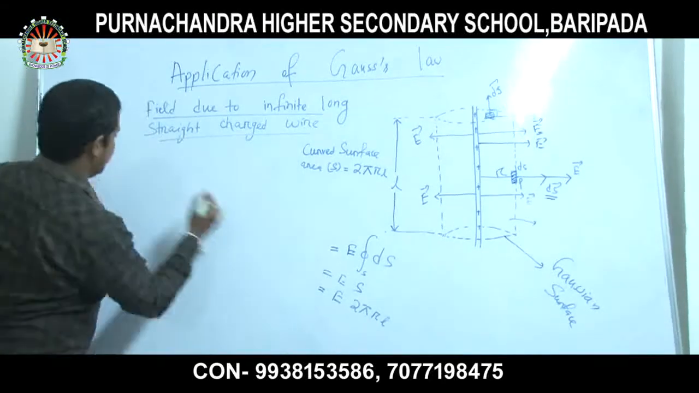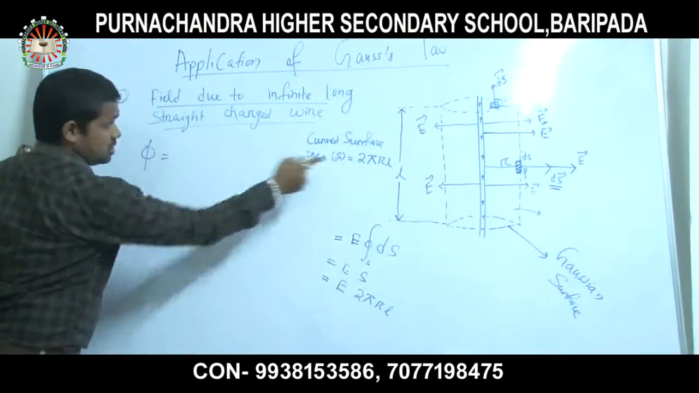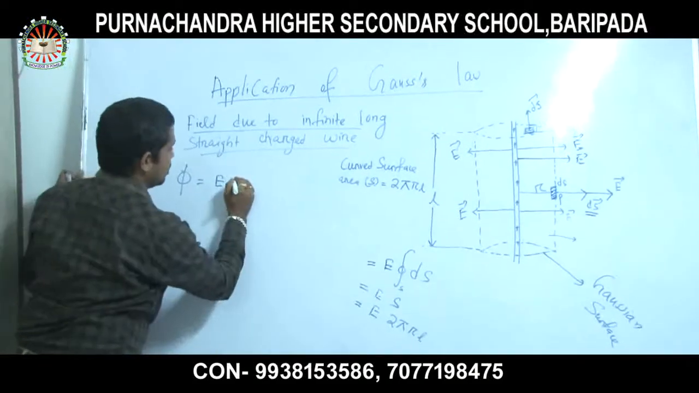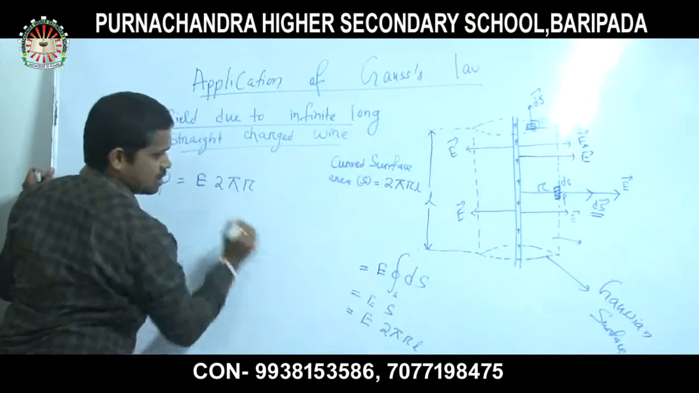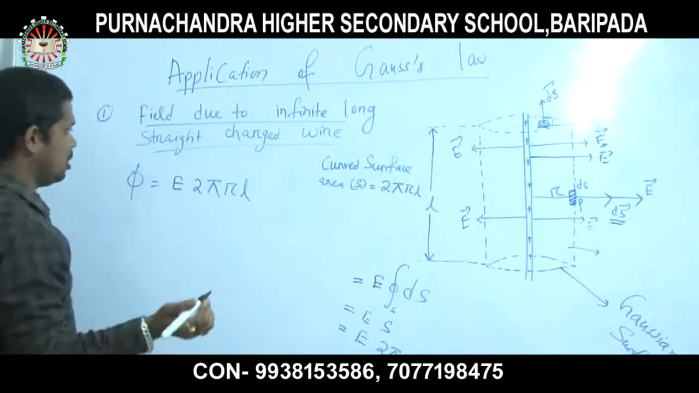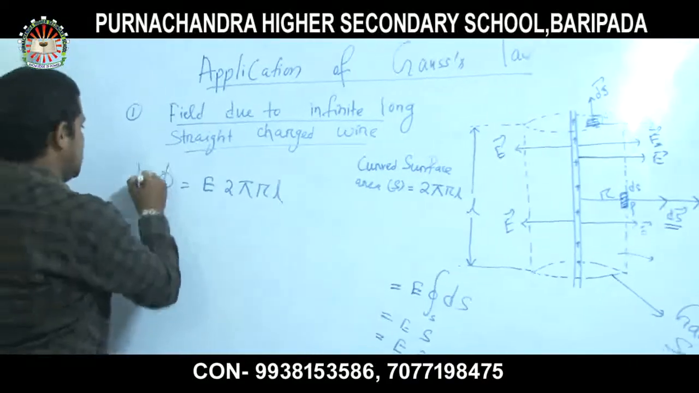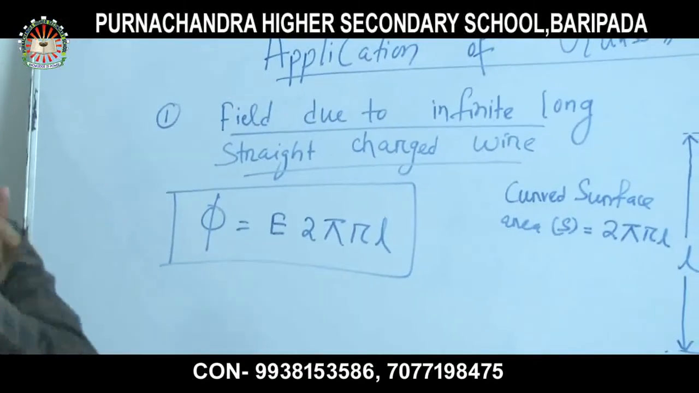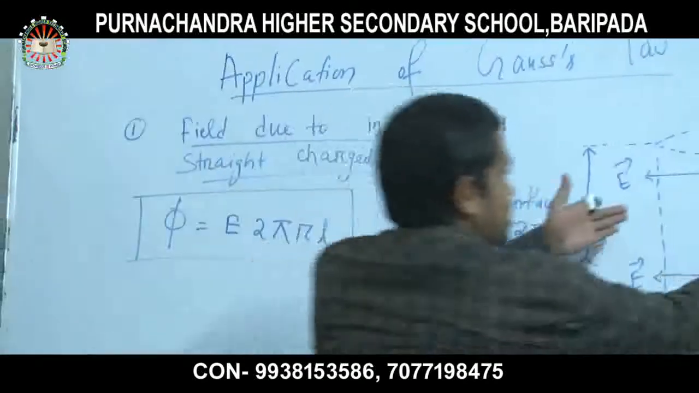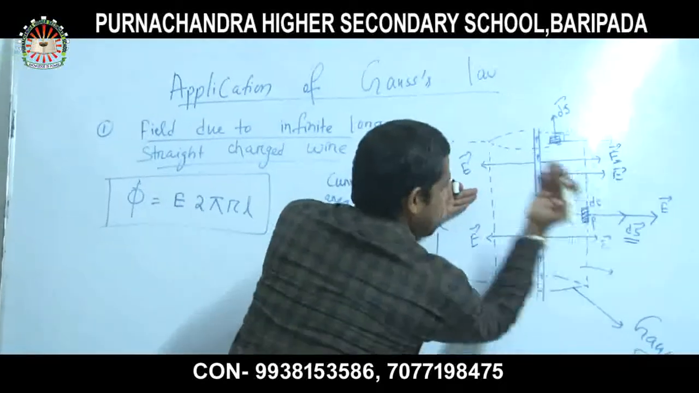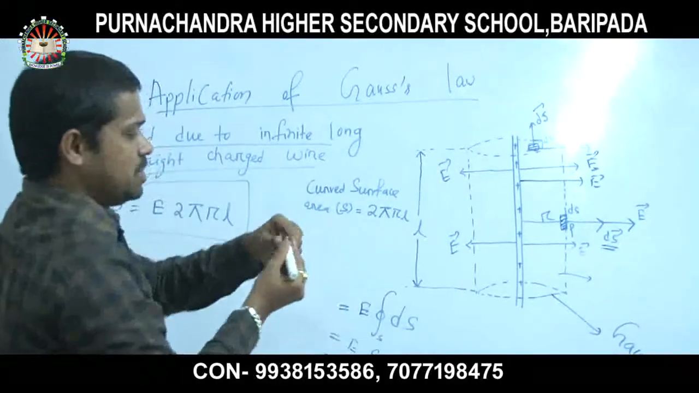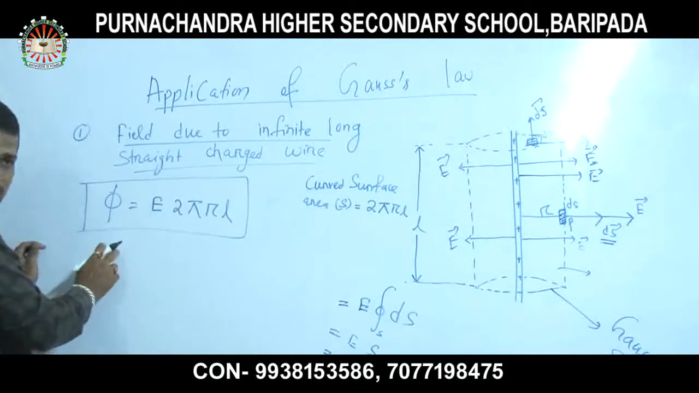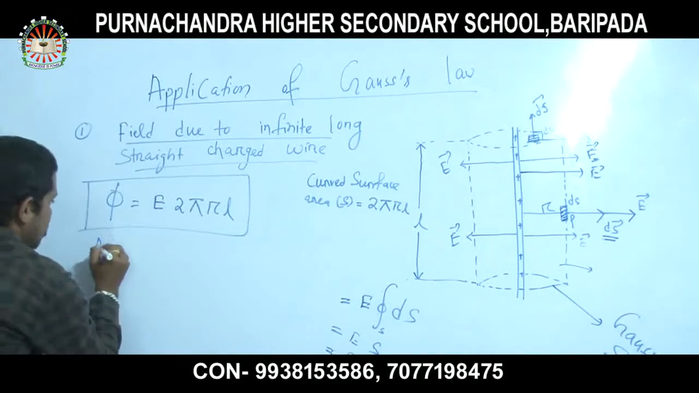Now finally, the flux across this curved surface area, how much will I get? E 2 pi rL. So this is the amount of flux, or amount of electric field lines or lines of force, in this curved surface area, in this part, a cylindrical curved surface area. Now I will compare this with the Gauss law because I have to apply the Gauss law. So what is the Gauss law? Now applying Gauss law.